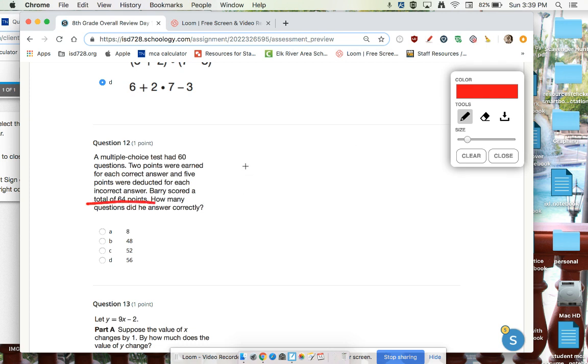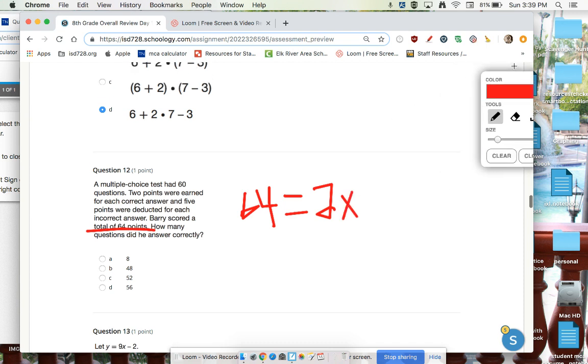So I'm going to say that 64 for Barry, 64 is equal to 2 times each one he got right. That's a 2x. And then I have to have another variable here. I have to have his wrong ones. So I'm going to take away 5 points for each one he got wrong. And what I'm going to do is utilize the multiple choice answers, so I know what he got right and what he got wrong.